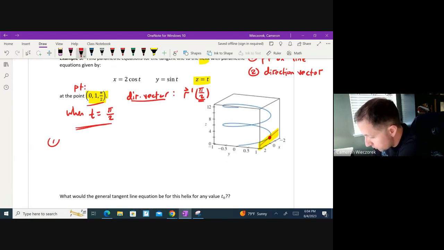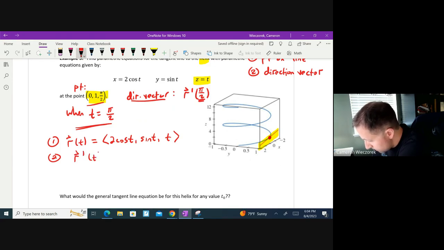Okay, so first thing, I'm just going to write my position vector. So 2 cosine t, sine t, t. Second thing, I need r prime. I need my tangent vector. My tangent vector is going to be the derivative of my position vector. So I'll take derivatives component by component. Negative 2 sine t, cosine t, 1. And I'm interested at the point when t equals pi over 2.